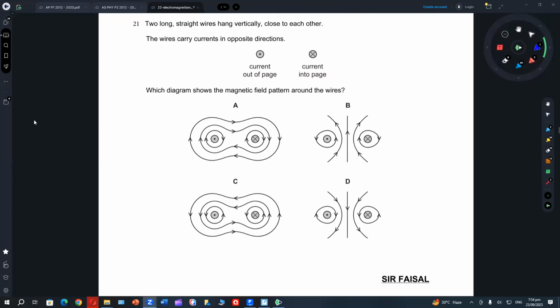Two long straight wires hang vertically close to each other. The wires carry currents in opposite direction. Which diagram shows the magnetic field pattern around the wire? Are they dot cross or dot dot, or what are they?